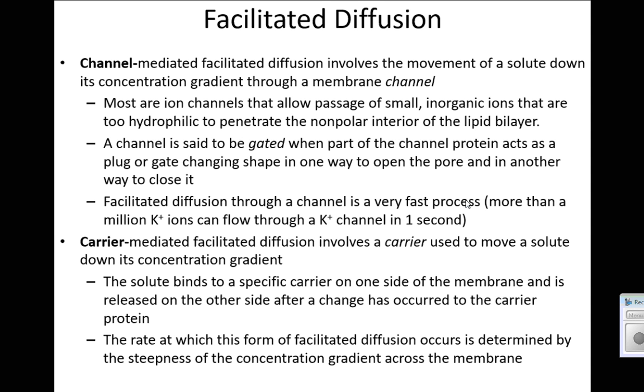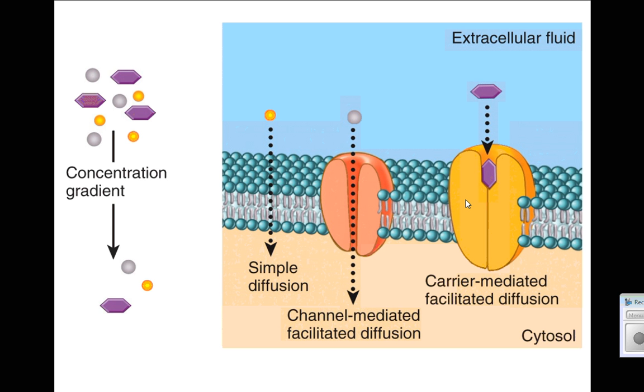The ball rolls a lot faster. Does that make sense? Okay. So that's how speed of diffusion for carrier-mediated is regulated. Okay. So here are the 3 forms of diffusion we've talked about.